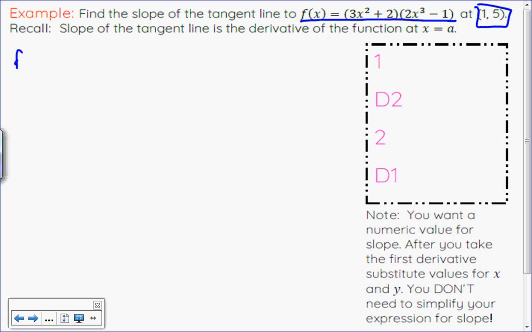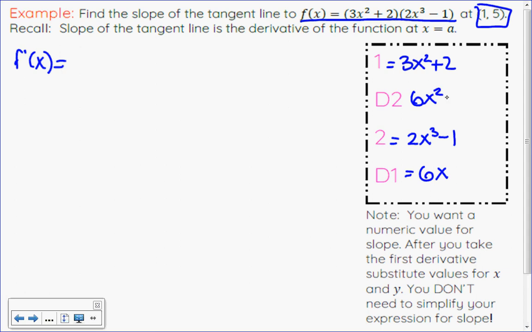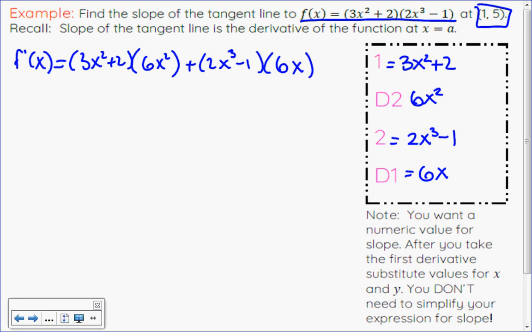I'm going to do the derivative. So to do the derivative, I want to identify my first function, 3x squared plus 2, and then the derivative of my first function is 6x. My second function is 2x cubed minus 1. The derivative of that, 6x squared. So the derivative is 1 and then d2 plus 2 and then d1, because calculus is so much fun. Now, normally I would expand, group like terms, or factor, but in this case, I just want slope as a number. So I have a little note there for you.